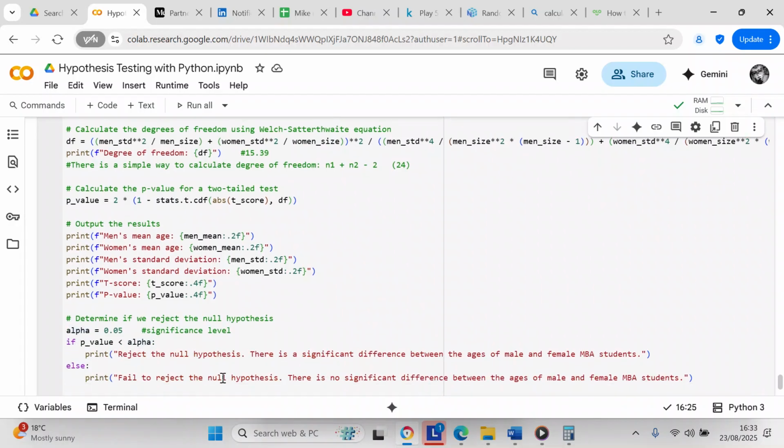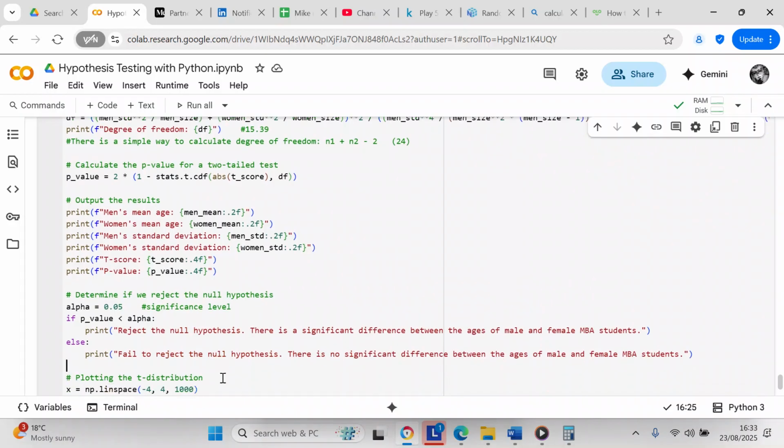Now we determine our alpha as being 0.05, and we analyze the p-value against the alpha. If the p-value is less than alpha, which is 0.05, you reject the null hypothesis. There is a significant difference between the ages of the male and female MBA students. If the p-value is greater than alpha of 0.05, you fail to reject the null hypothesis. There is no significant difference between the ages of male and female MBA students.